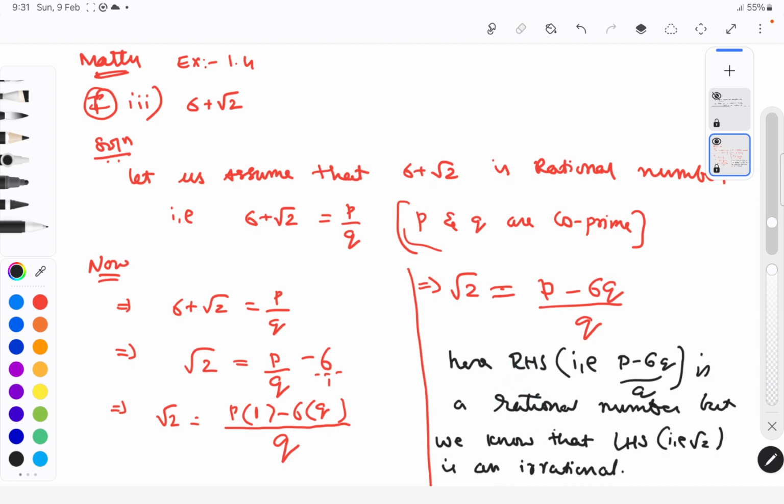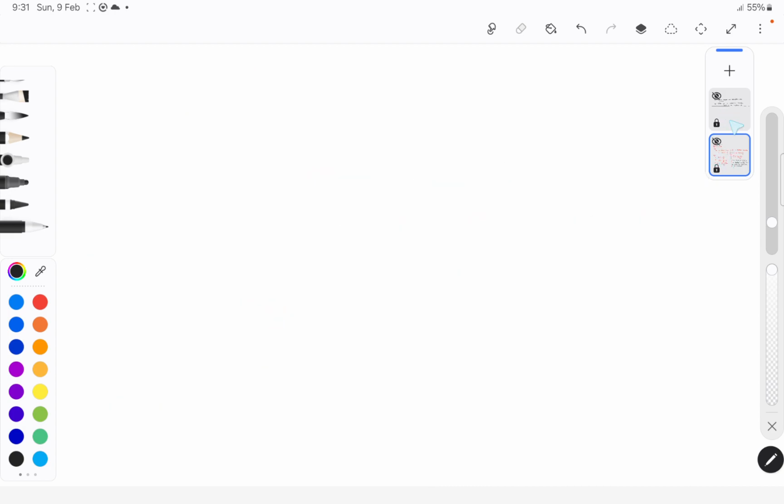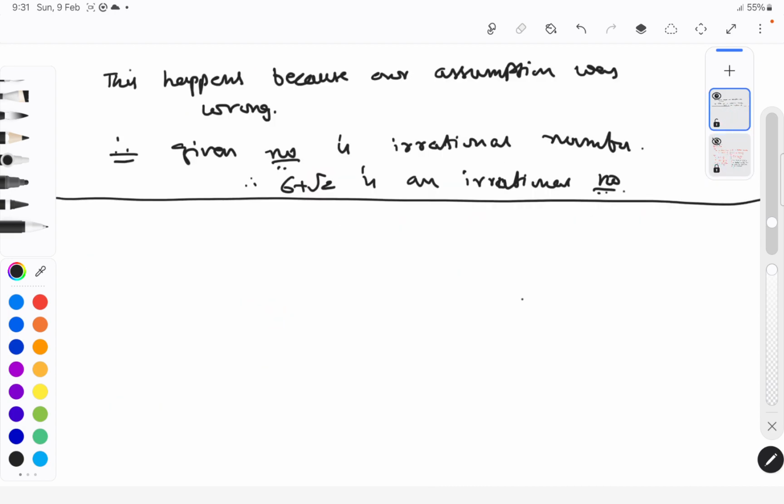Instead of writing this black color part in this way, you can write in one more way. I'm showing you in the next part. The next part, whatever I'm showing, is as per your textbook. Both have the same meaning. See, next how we'll write. Here, RHS is a rational number and LHS is an irrational number.